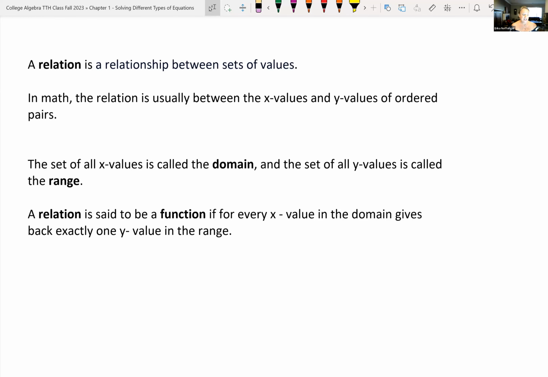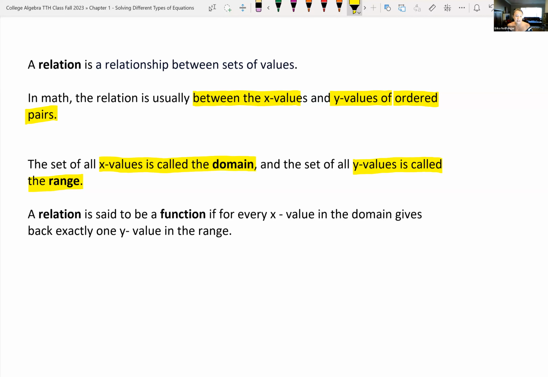So a relation is a relationship between two sets of values. So in mathematics, we usually have a relation between an x value and a y value of an ordered pair. We call the x values our domain, and the y values are called our range.